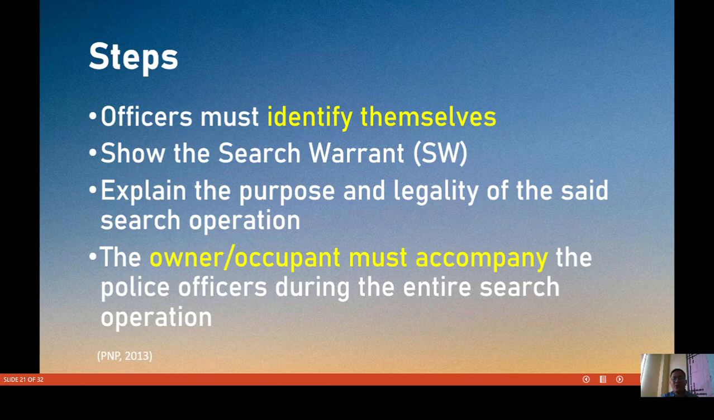The owner or occupant must accompany the officers. This is very important. While conducting the search, the police officer must be accompanied by the owner or occupant of the house. The police officer cannot go alone in searching. Otherwise, there will be doubt on the credibility of the evidence, and the evidence could not be accepted in court. So your effort might be wasted because of not following this regulation.